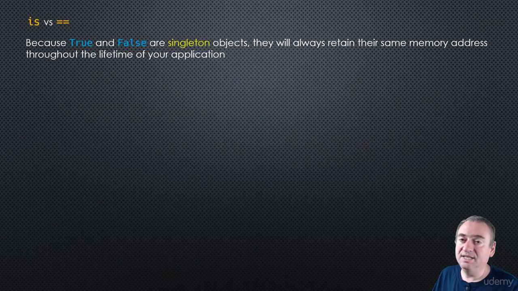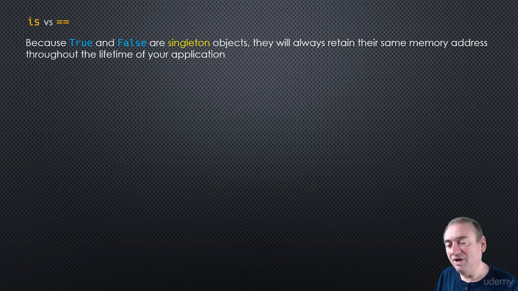Now, using is and equals equals, if you remember from the earlier videos we had in the first section, is is the identity operator that we can use to compare memory addresses, and equals equals compares more than just memory addresses. So True and False are singleton objects, which means that they retain their same memory address throughout the lifetime of the application. So True will be at some memory address when your application starts up, and it will stay at that memory address the entire time of the program. It will never change. Whenever you use True, it will always be at that memory address. And same thing with False.